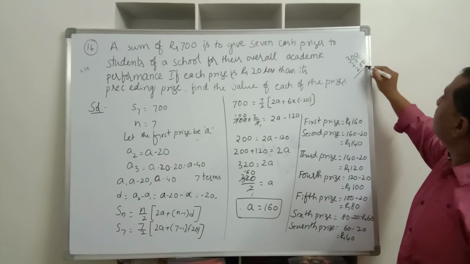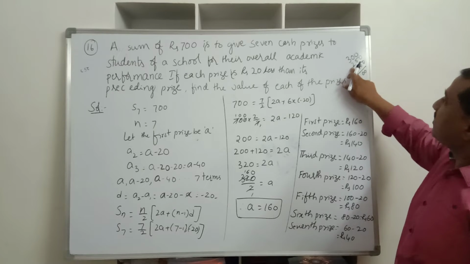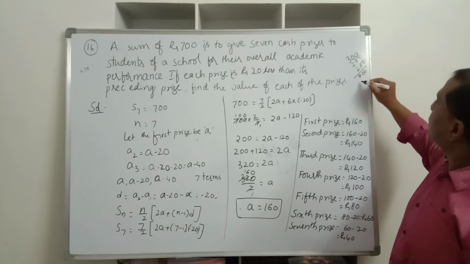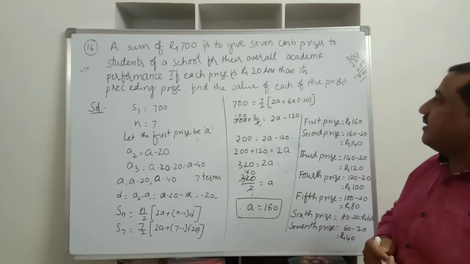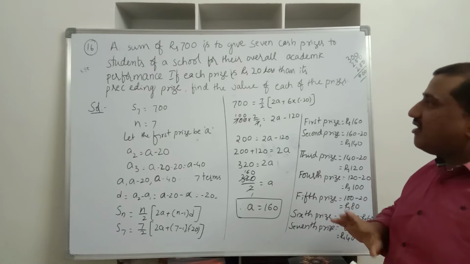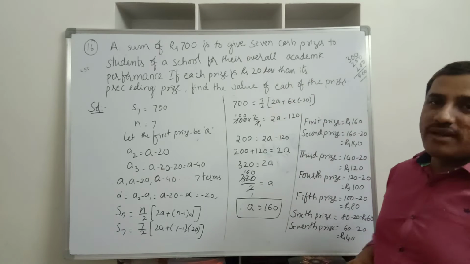So how much is the total? 0, 0. 3 plus 2 is 5. 5 plus 2 is 7. So 700 rupees is distributed as 7 cash prizes. The difference between two consecutive prizes is 20 rupees less.